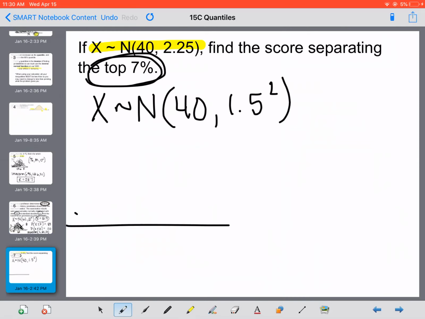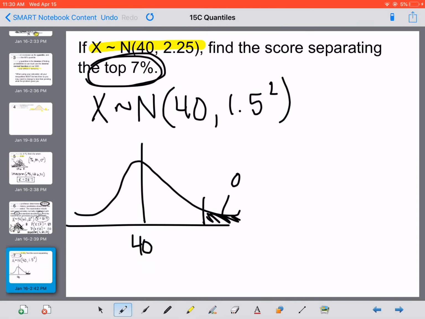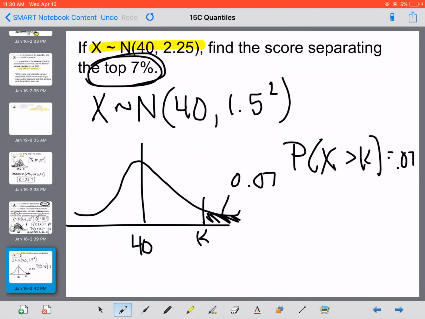Okay, so if we look at that on a graph, here's 40. Isn't the top 7% going to be right here? Like this is 0.07. So here's our K value. So again, the top 7% means that I am saying the probability of X greater than K is 0.07. Because I have greater than, I need to switch that to less than. So the probability of X being less than K, if I subtract that, I'm going to get 0.93. Because 0.93 and 0.07 gives you your full 100%.